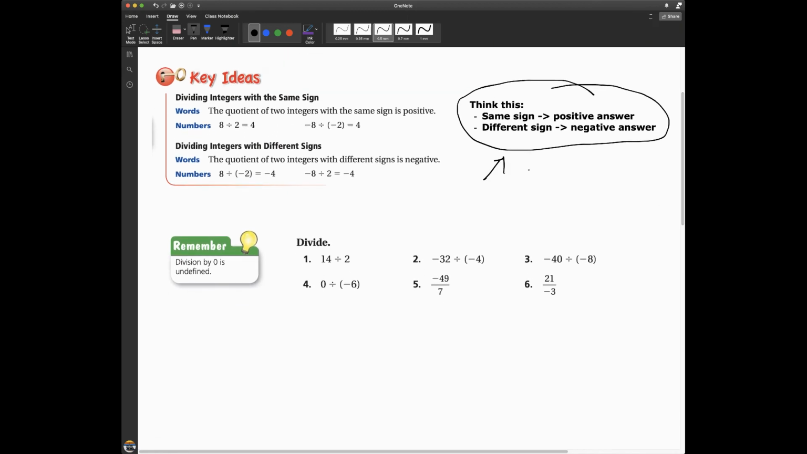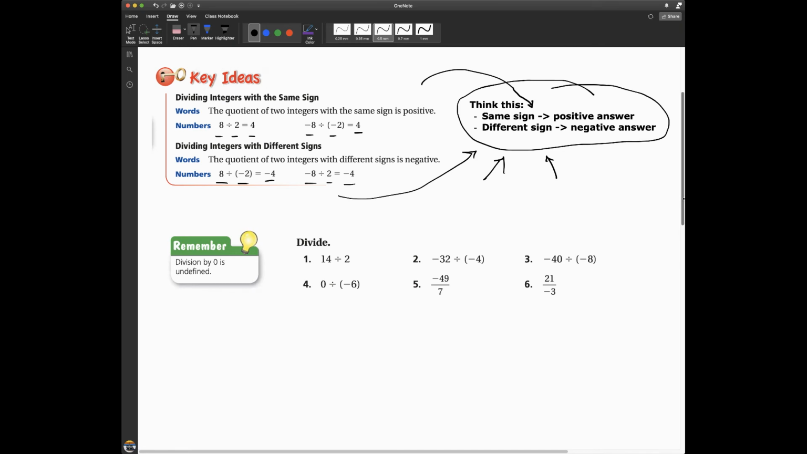Remember this. You don't have to look at these words if you don't want, but some of you like to read the words, and that's good. So the quotient of two integers with the same sign is positive. If I have these two numbers, they're both positive, my answer will be positive. If they're both negative, my answer will be positive. So remember, same sign, positive answer. If the signs are different, I have positive and negative, I get a negative answer. Or negative and positive, I get a negative answer. So different signs, negative answer.